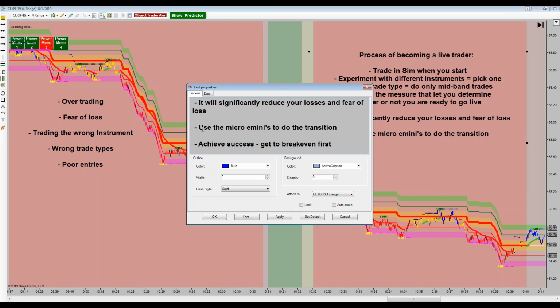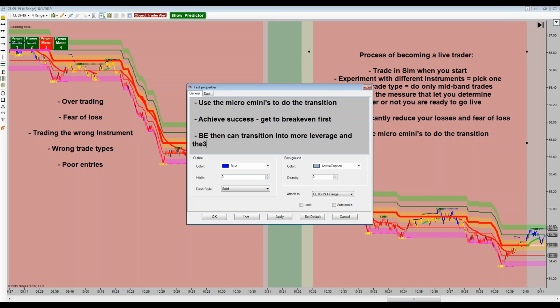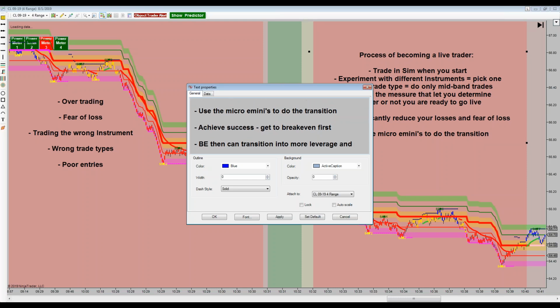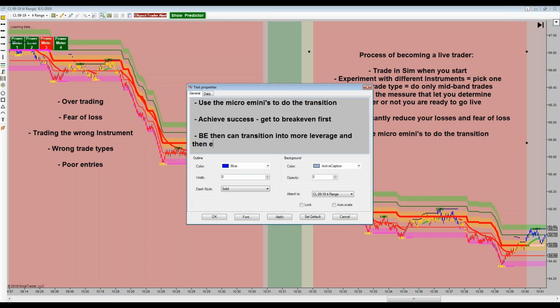After you get through break even, okay, you've achieved break even with some modicum of consistency, break even can then slowly transition into more leverage, which is more contracts, sticking with the micros, and then eventually the live full contracts.